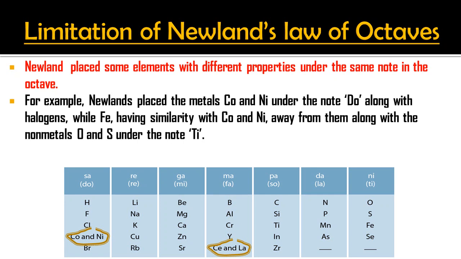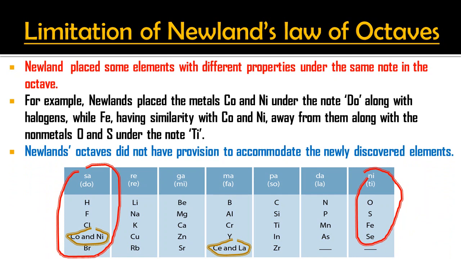Also, Newlands' octaves did not have provision to accommodate newly discovered elements. That means Newlands' periodic table was completely filled. It doesn't have any empty spaces for newly discovered elements. So these are the major limitations of Newlands' law of octaves, and the properties of new elements discovered later on did not fit in the law of octaves.